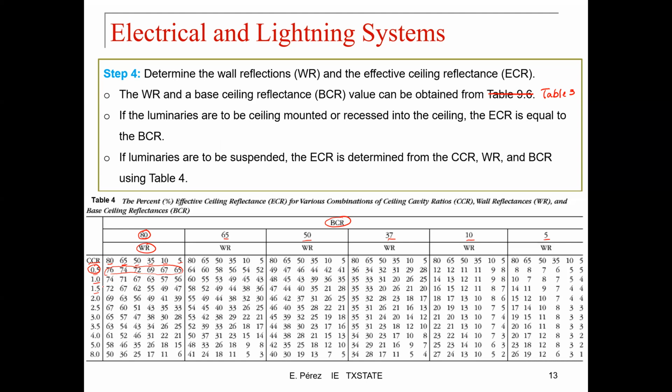So if you get any number in between the values tabulated in the table, then you will have to use some interpolation to estimate the values in between. So the ECR, the effective ceiling reflectance, is computed using table 4.